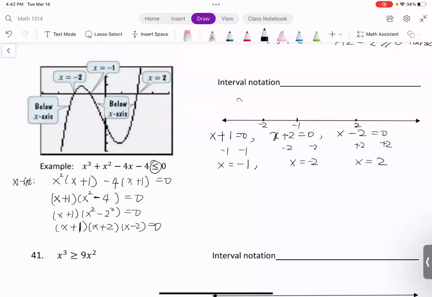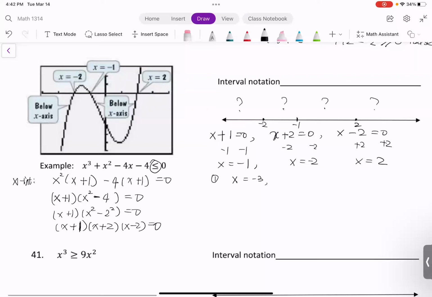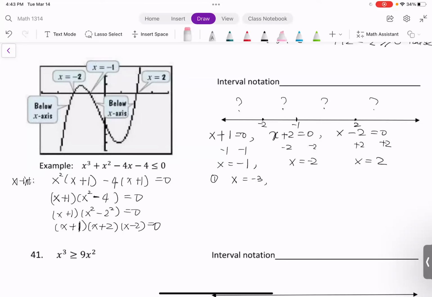So we need to find test numbers from these 4 intervals. So let's try. Maybe for the first one, I can try x equals -3. Put it into the polynomial here. Or if you like, you can plug it into the factored form. Yeah, maybe the factored form is easier because I can factor the polynomial. All right, I'll just bring it back to the polynomial.